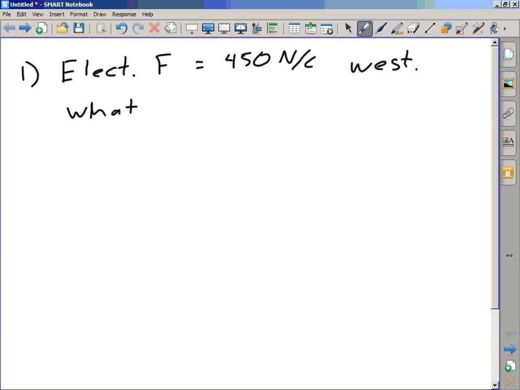What force and acceleration will an electron experience?